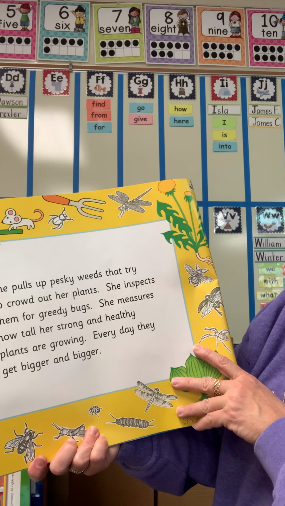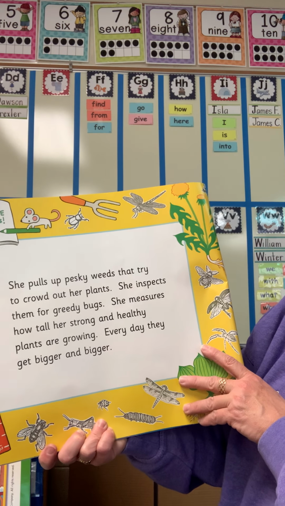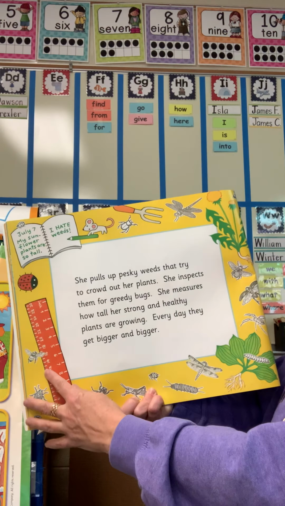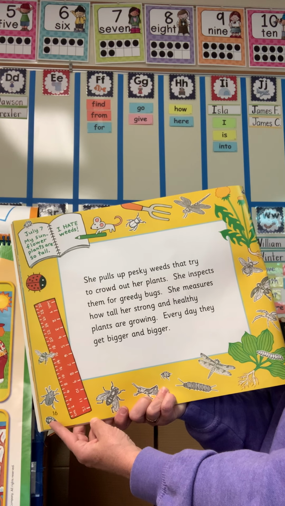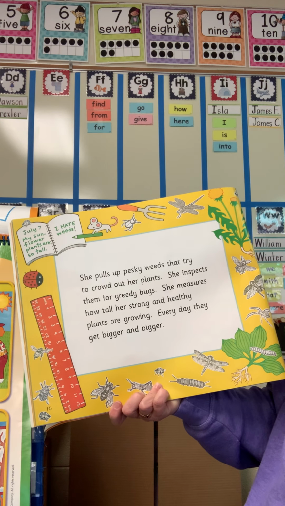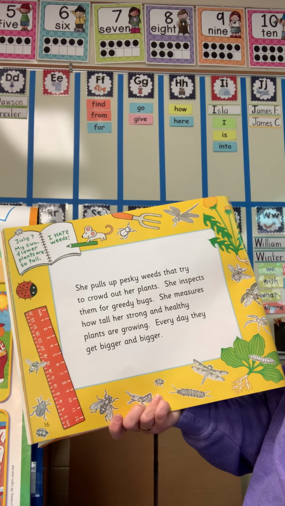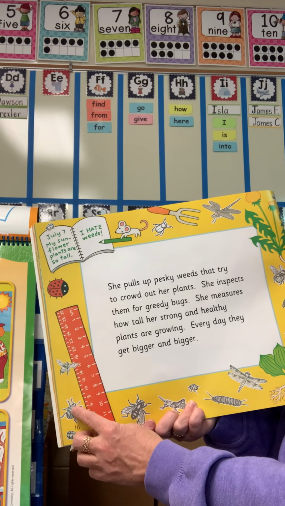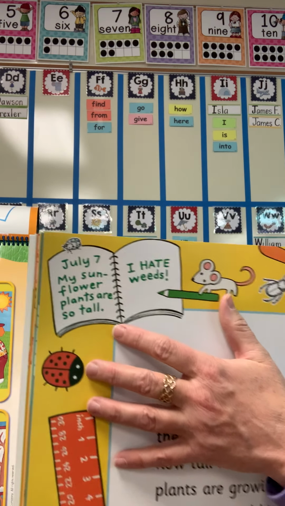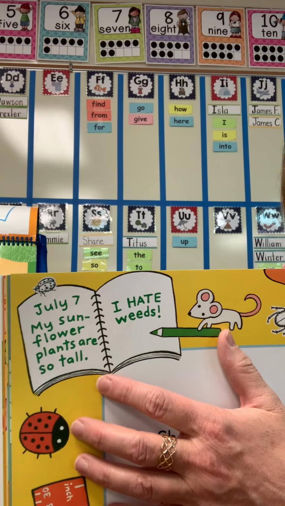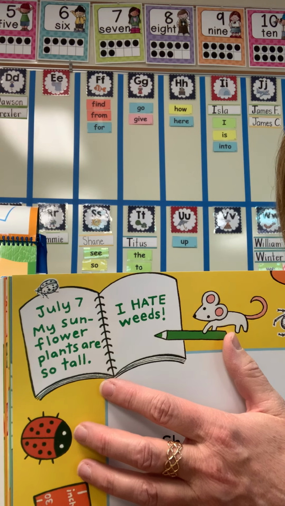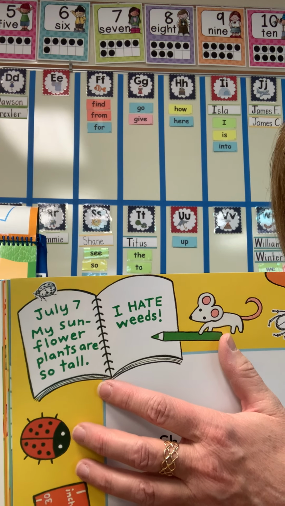She pulls up pesky weeds that try to crowd out her plants. She inspects them for greedy bugs. She measures how tall her strong and healthy plants are growing. Every day they get bigger and bigger. And here she's got a ruler to help her measure. And then here's her journal entry. It says, July 7th, my sunflower plants are so tall.